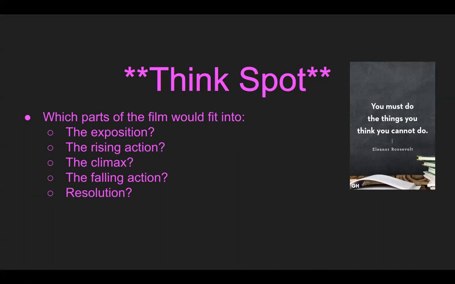How is this cartoon resolved? What is the ending? How does everything work out? Think about that for a minute.